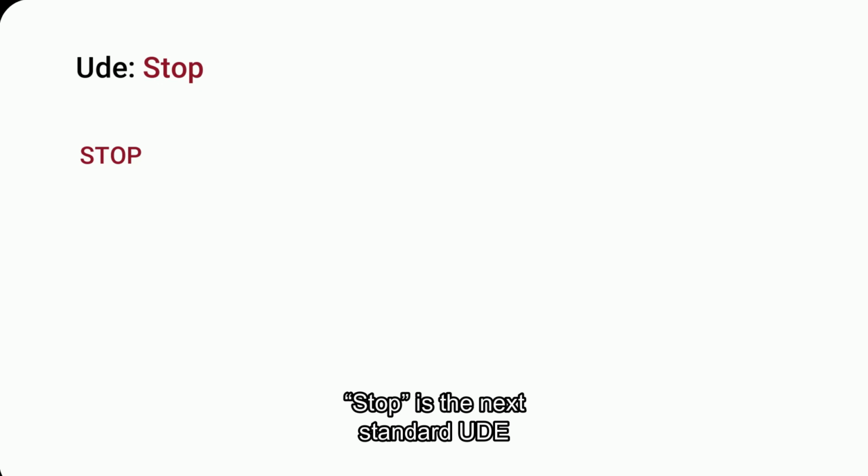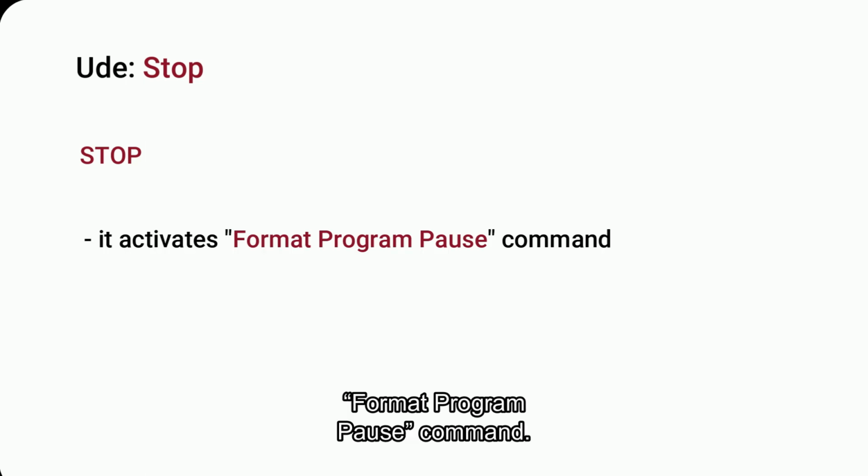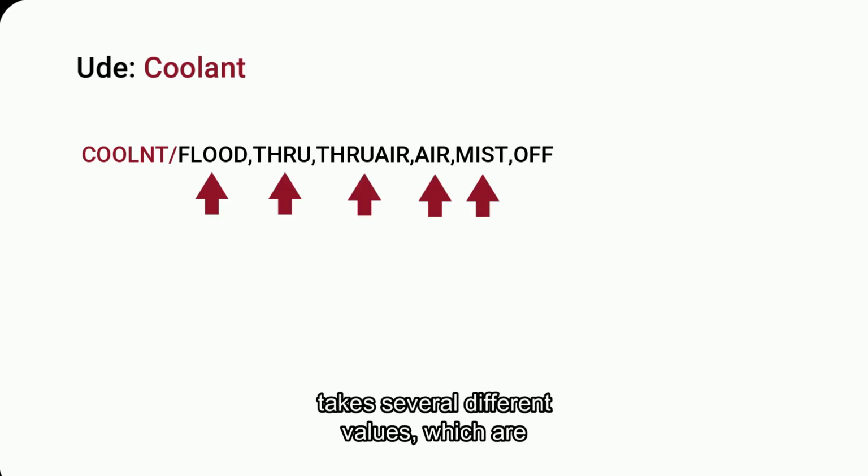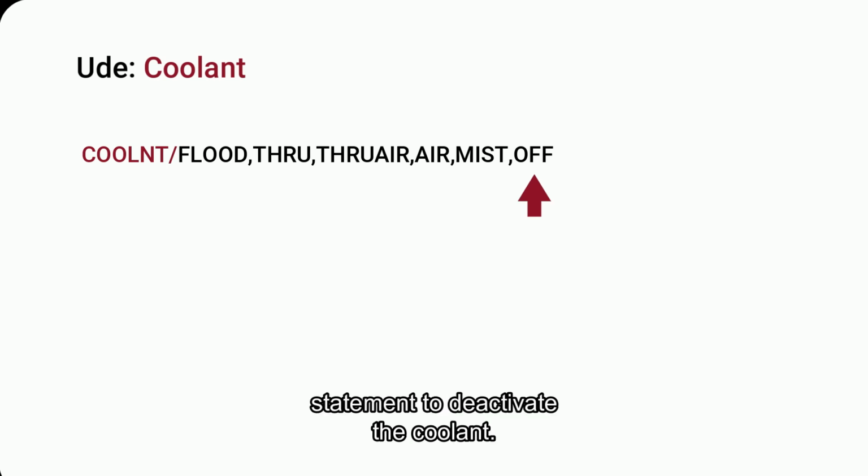Stop is the next standard UDE in Monospost Developer. Stop takes no parameter, and it activates format program pause command. Coolant is the last standard UDE. It has one parameter, and this parameter takes several different values, which are different coolant types, and also the off statement to deactivate the coolant.